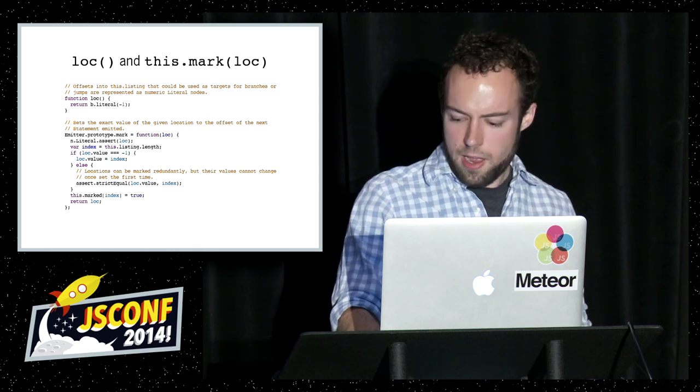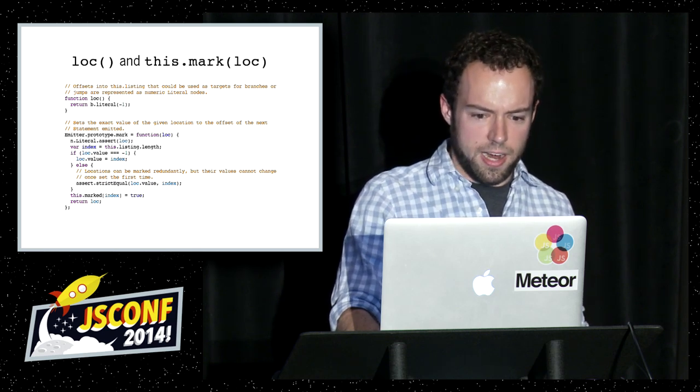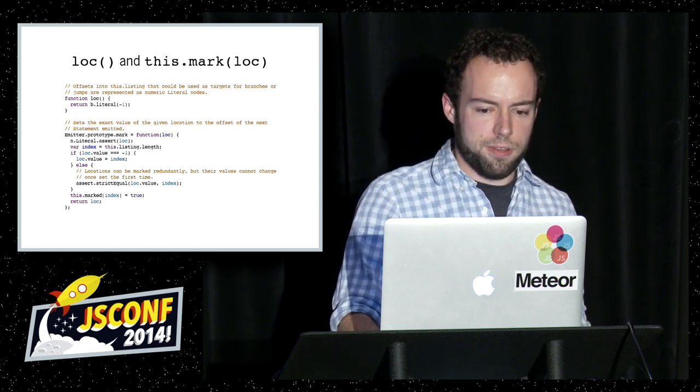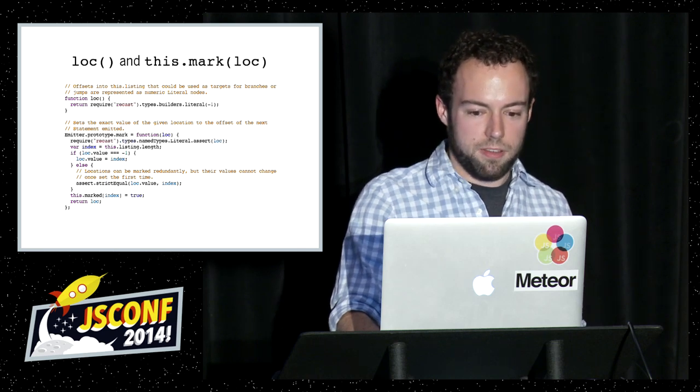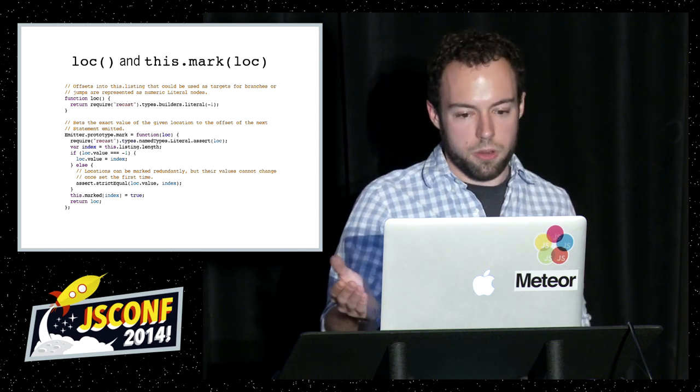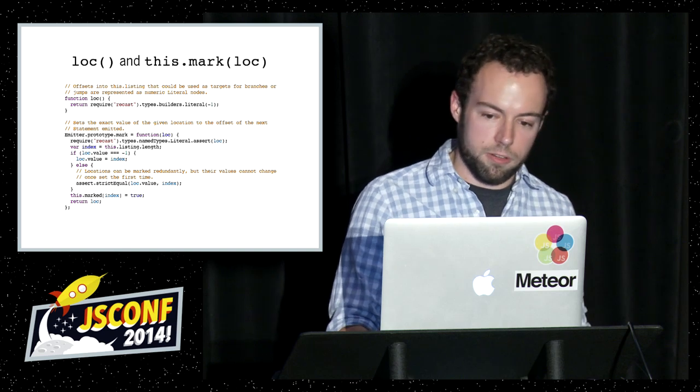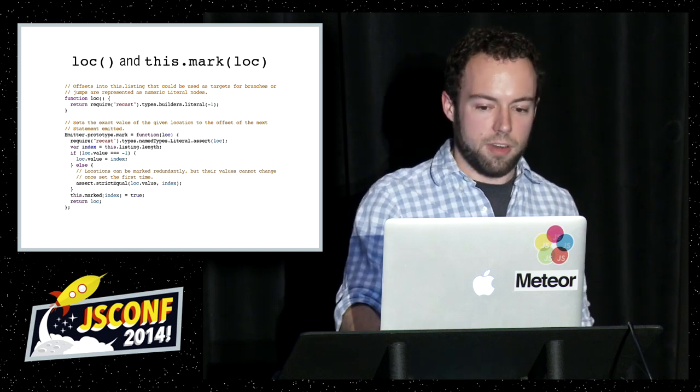All right, so b.literal and n.literal may be a little confusing. Those are actually provided by recast. If you recall, you could say require recast.types.builders.literal and require recast.types.namedtypes. Cool.